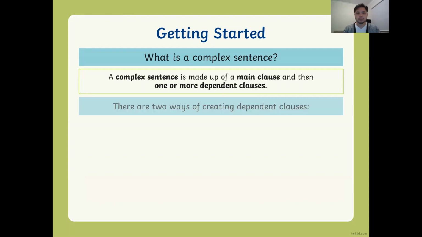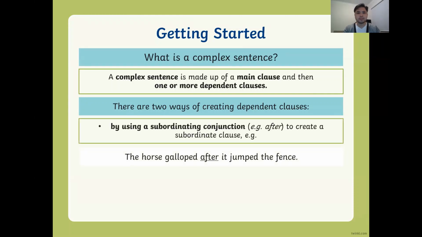Okay, let's keep going. There are two ways of creating dependent clauses. So one is by using a subordinating conjunction. I'll get to that in a minute. But a subordinating conjunction is, for example, the word after. So to create a subordinate clause, you need a subordinating conjunction. So let's have a look at this example. The horse galloped after it jumped the fence.